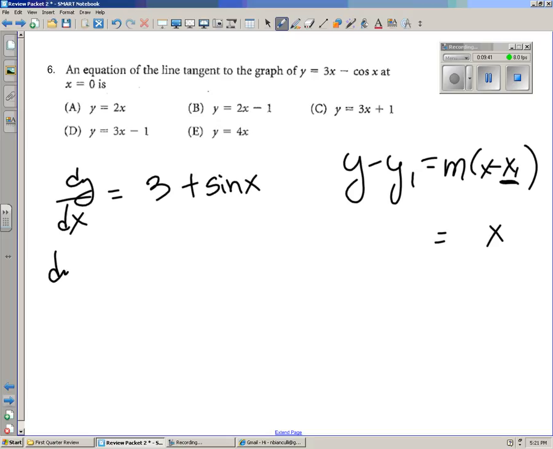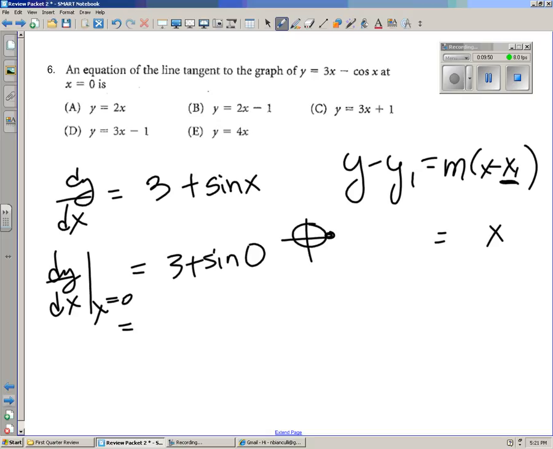We can find the slope now. So dy dx at x equals 0 will give us the slope. That's 3 plus sine of 0. In a unit circle, if we're at 0 degrees, we think of the point 1 comma 0, and we take that point's y coordinate, and we would get 0. So the slope is 3. 3 plus 0 is 3.